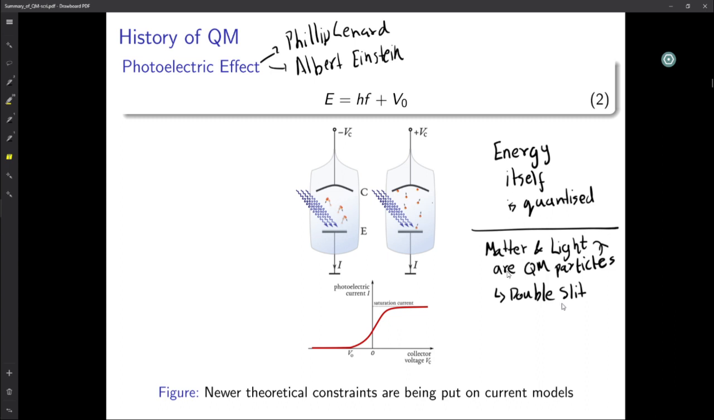And I just want to recap a little bit about the double slit experiment. Yes? Someone wants to add something? Okay, I'll carry on.